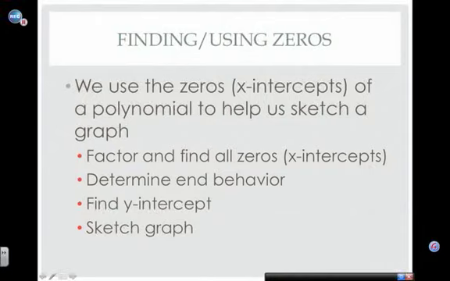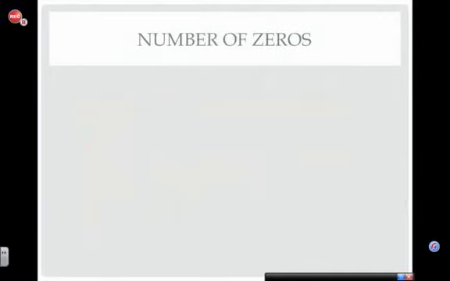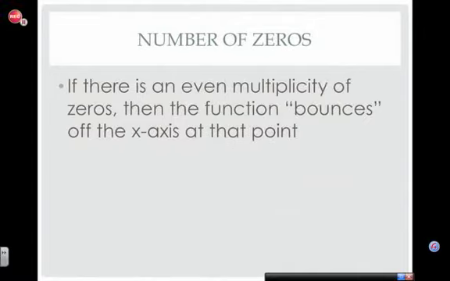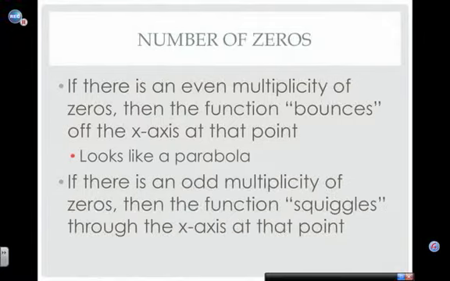Before I go to examples, though, I'm going to say one more thing about our multiplicities. You remember the word multiplicity from last year? It means how many zeros you have at a single zero. If you have an even multiplicity, so you have 2 or 4 or 6 zeros at one number, then it bounces off the x-axis at that point. And we say it actually looks like a parabola at that point. And if it's an odd multiplicity, then the function squiggles through that point. We just use a really general term there, squiggles. And it actually looks like a cubic right there.